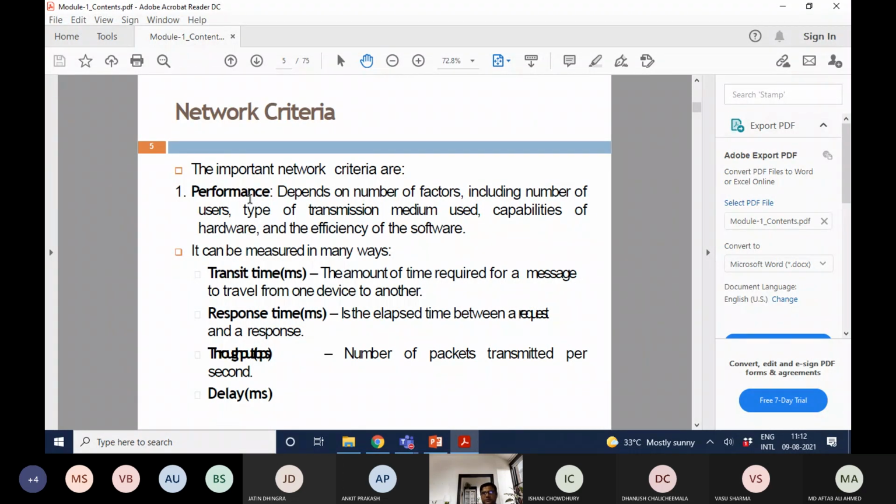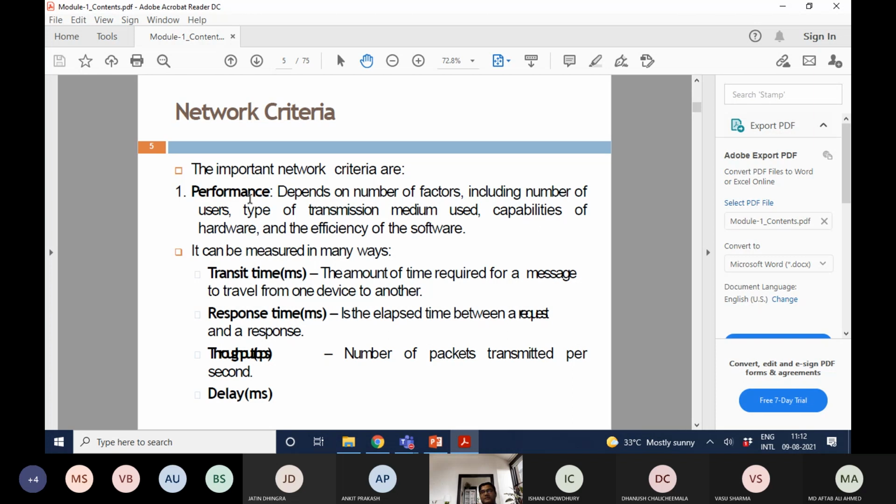We can count some of the ways, like transit time. The amount of time required for a message to travel from one device to another device is called transit time. Whenever you travel from one place to another, the time you take is called transit time. Then the response time: the time difference between the request and the response. When the user has sent a request and when it gets back the response, the difference between the request time and the response time is called response time.